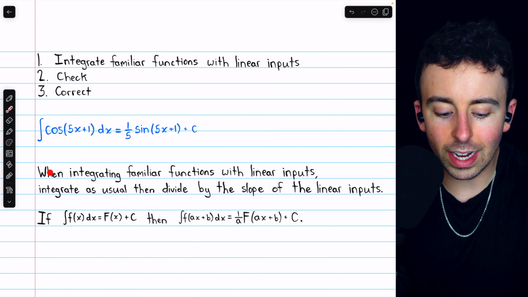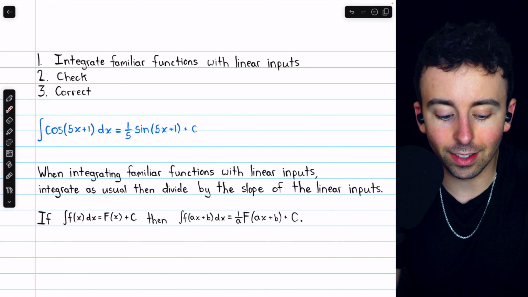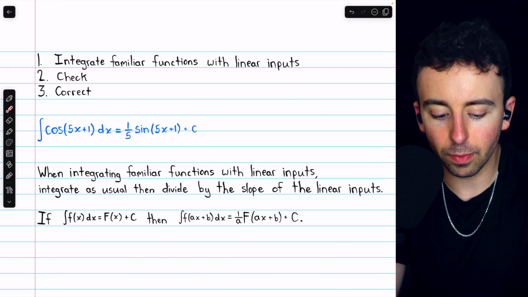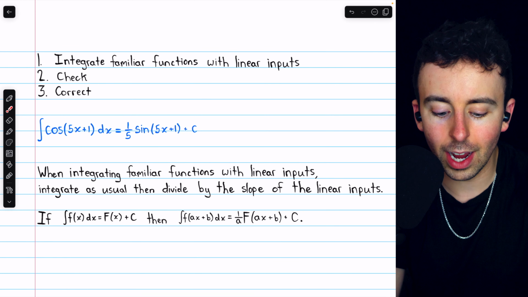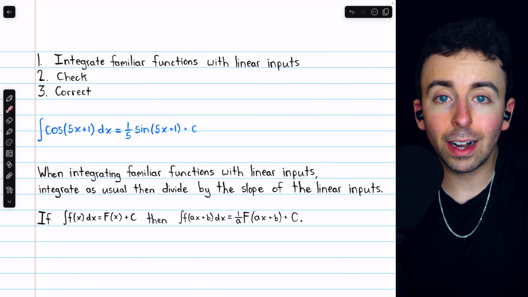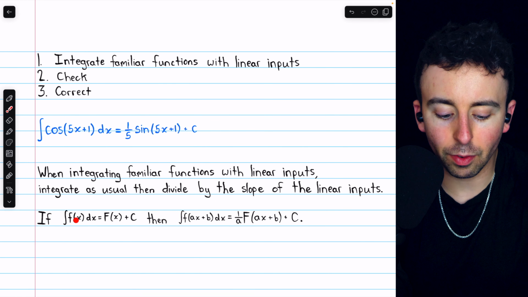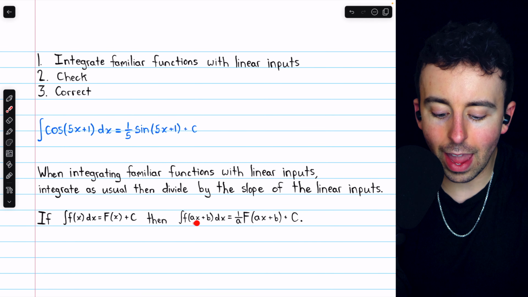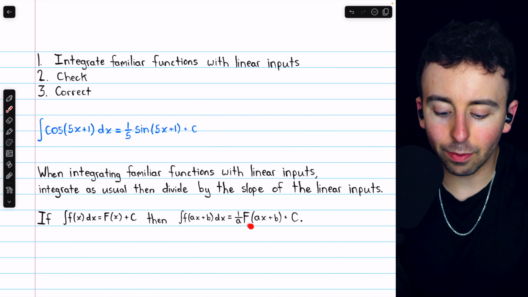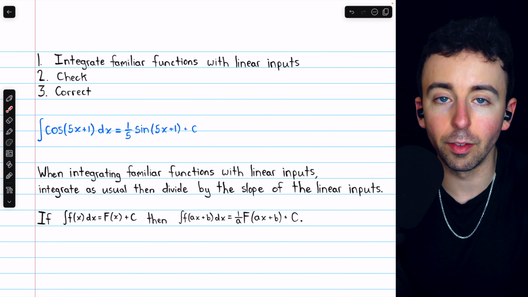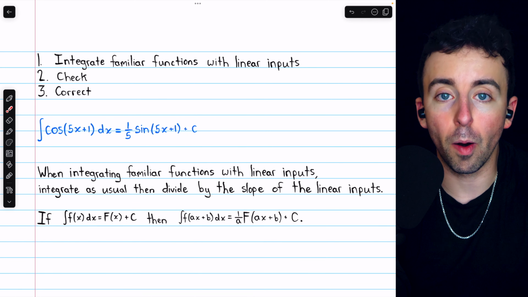So in general, when integrating familiar functions with linear inputs, all we have to do is integrate as usual, then divide by the slope of the linear input. Just like we did here. We integrated the cosine, and then we divided by 5, the slope of that linear input. In more mathematical notation, if the integral of f(x) is F(x) + c, then the integral of f(ax + b) is F(ax + b) times 1/a. Just divide by that slope of a. And of course, don't forget your arbitrary constant.